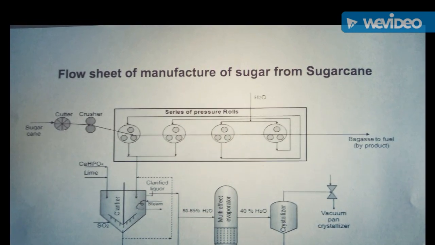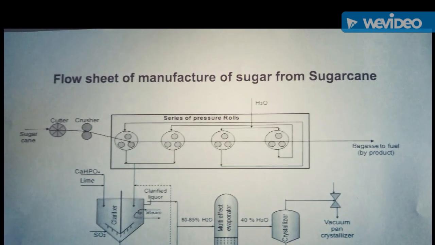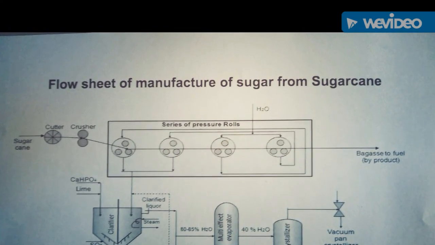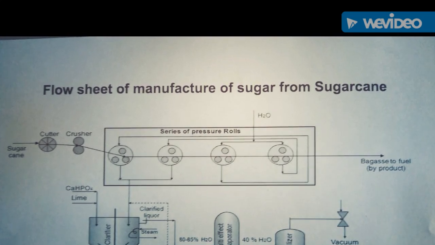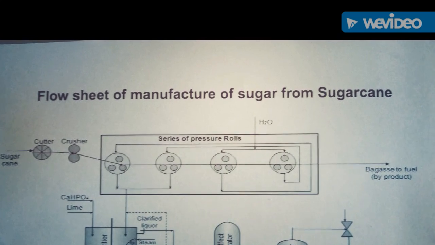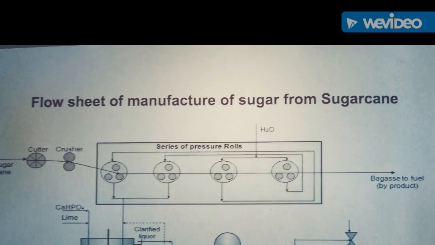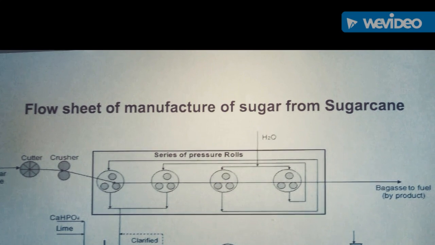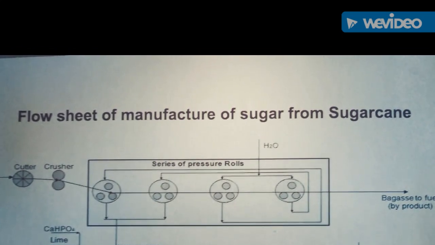The thick black liquid obtained after separation of crystals is called molasses. Molasses contains 50% of sucrose together with some glucose and fructose, and it is a byproduct of a sugar industry. Molasses is used in the manufacturing of alcohol by fermentation and as an animal feed supplement. Now, the sugar crystals obtained in the process are heated by dry hot air to remove traces of water.